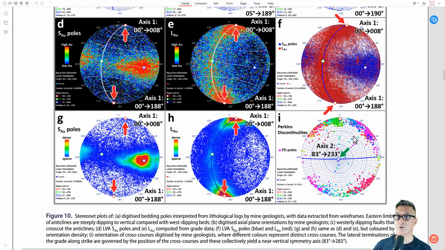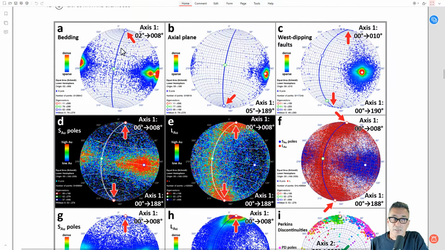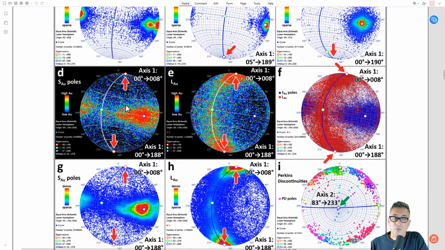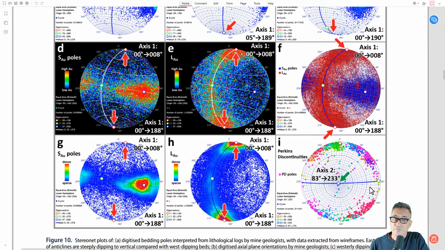If you plot the poles of the cross courses, and if you calculate the eigenvector, the rotation axis in this case is actually vertical. So these are completely different fractures. They don't have the same rotation symmetry as the bedding or the gold continuity. It's actually at right angles to it. So this is what I want to show you in the field.